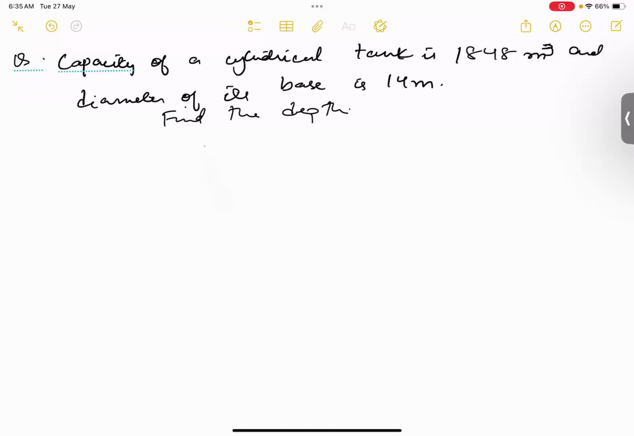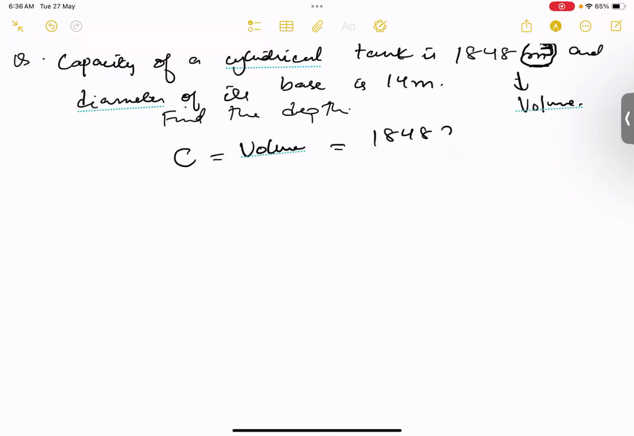So it says here that the capacity. Always remember, in case you're a bit confused about whether it is area or volume, always look at the unit, okay? Since it's to the power 3, it will always be volume. It says that it's the capacity. If you're confused in the exam hall, always look at the unit. Meter cube is volume. Which means capacity is equal to volume, which is nothing but 1848 meter cube.